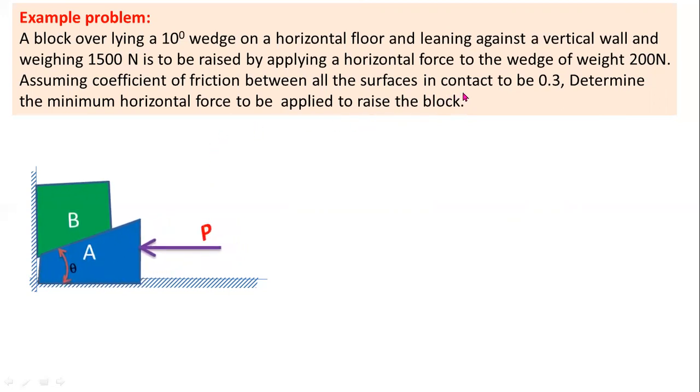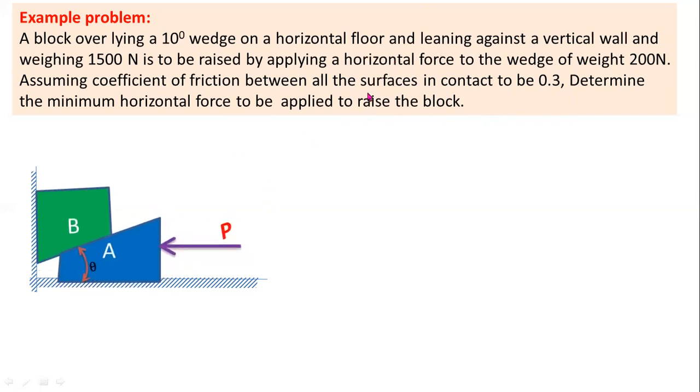The coefficient of friction between all the surfaces is 0.3, that is mu1, mu2, mu3. That is the coefficient of friction between the horizontal floor and this wedge, between these two surfaces, and between this vertical wall and this block. All are equal, with mu equal to 0.3. Determine the minimum horizontal force to be applied to raise the block. So from the given values, you have to determine the horizontal pushing force required to raise the block. You have to determine the value of P.